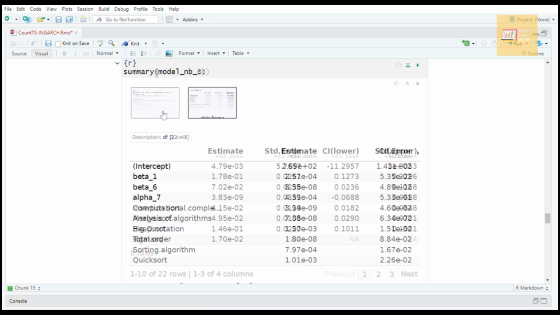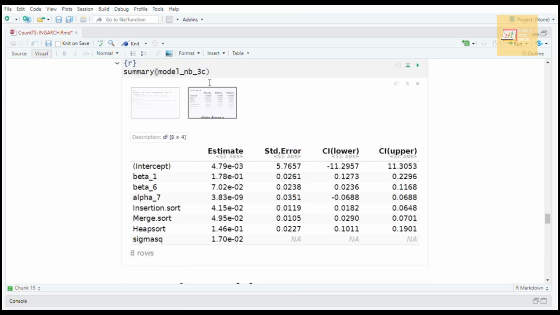Okay. Model NB3C, the negative binomial distribution model with 3 covariates, has a very small intercept. Here's the sigma squared. It's not the variance, but it's the overdispersion coefficient. And here we can see that the overdispersion coefficient is quite small actually.